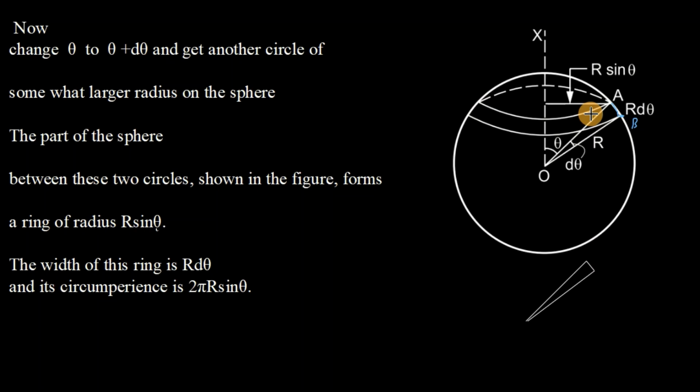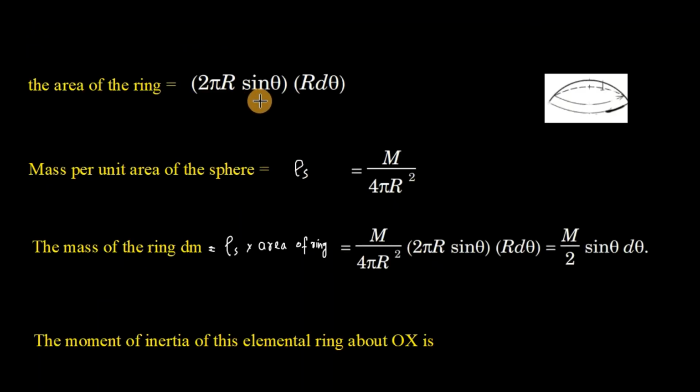Area of the ring is 2 pi r sin theta into r d theta. This is the ring we have, and this is the equation of its area. And mass per unit area of the sphere, rho s, is m over 4 pi r square, where m is the total mass of the sphere and r is the radius of the hollow sphere.